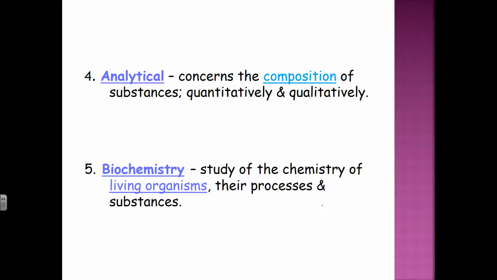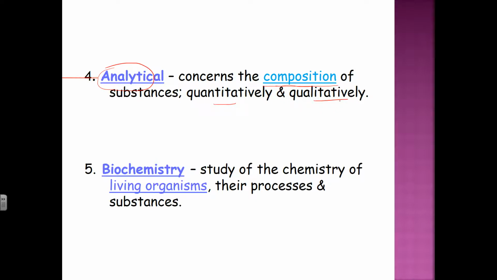Next, the fourth branch of chemistry is analytical chemistry. And notice the root word here is analyze. So analytical chemists are analyzing the composition of substances, quantitatively and qualitatively. So you would determine the makeup quantitatively, like what percent of carbon or what percent hydrogen is in the molecule, what percent of oxygen is present.